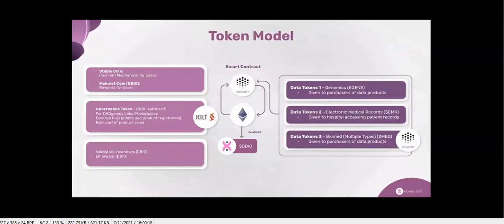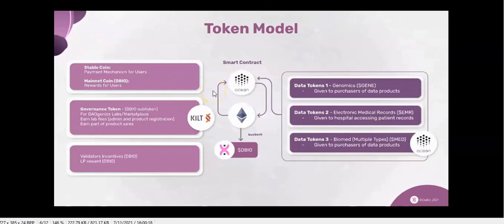So there is a token in the network. It's called the token model. So there are two tokens. There is a stable coin for the system, because if you are bringing people to the network, you don't want to deal with volatility and the rest of them. Then there's a token for rewards for any kind of activity that the person does that is contributive to the network. And then there is the governance token that is used for genomics, lab and marketplace fees, and part of product sales. And then there is this token for validator incentives, LP rewards.